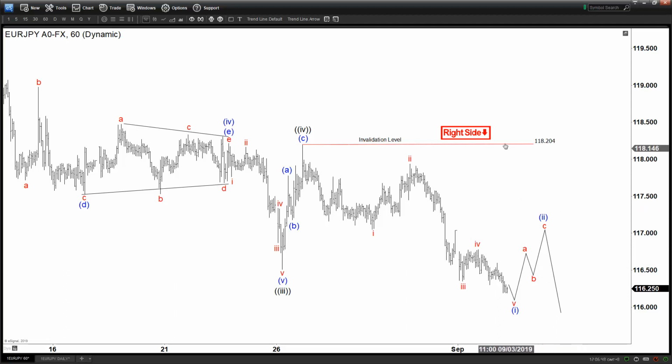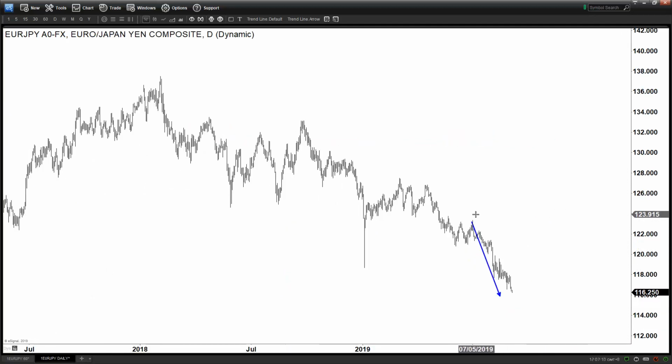3 waves bounce. And since the right side still remains lower against 118.2, we still continue to see the downside as a possibility here to finish a wave 5 in the black here. And so this is now ending with 105, and then now the bounce is expected to fail below here for the downside. Alright, so if we take a look at the daily chart, this is the 5 waves down that we're trying to finish here.